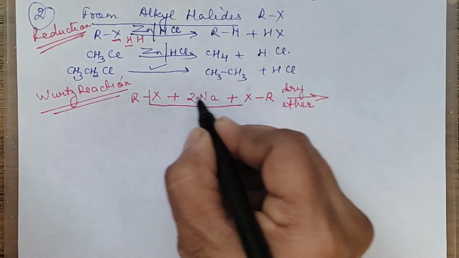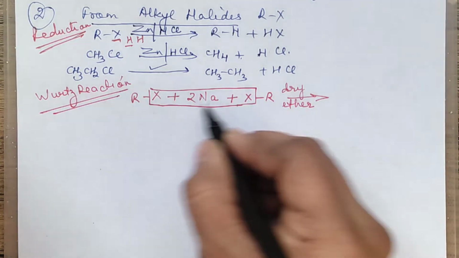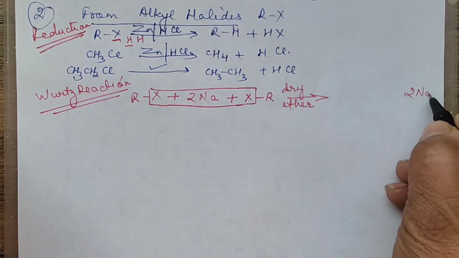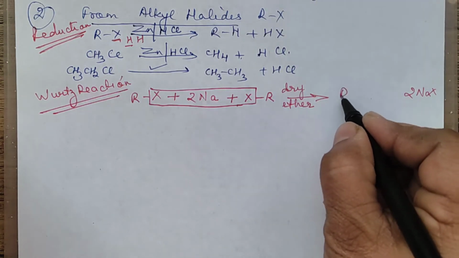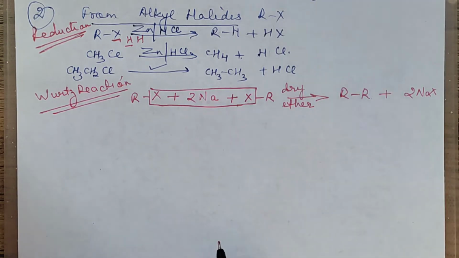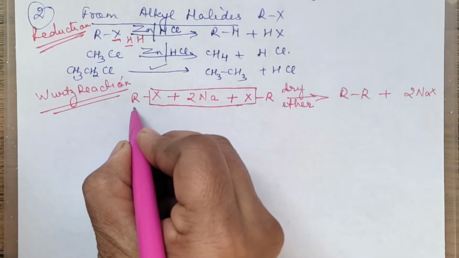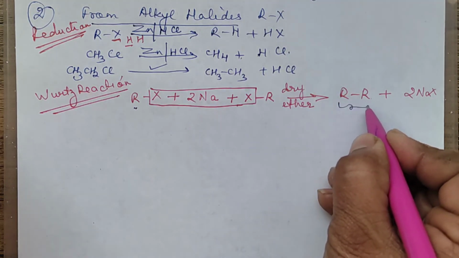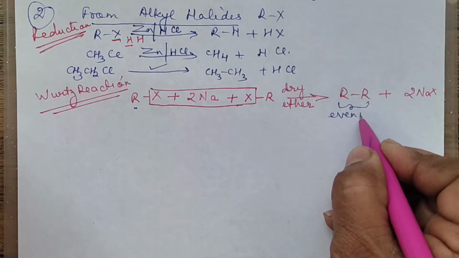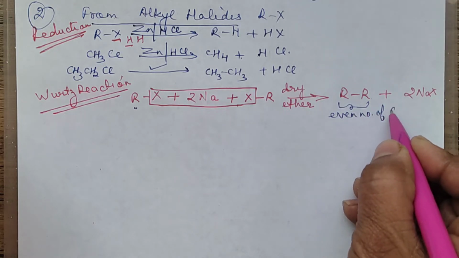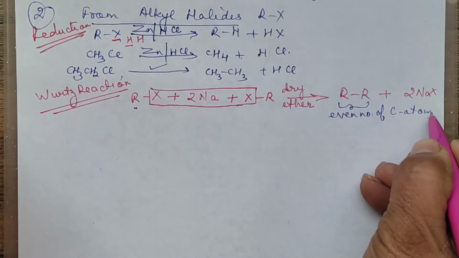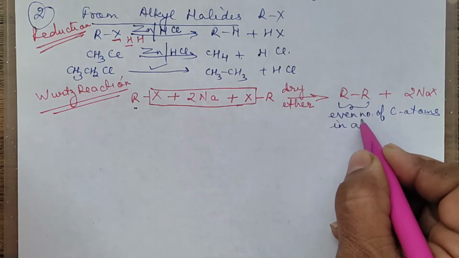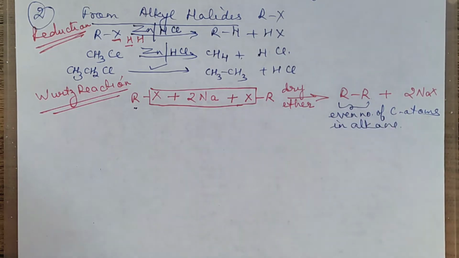So this will come out as NaX, 2 molecules of NaX, and this R and R will combine to form the alkane. In this reaction, whatever the number of carbon atoms you take, in the product you always get an even number of carbon atoms in the alkane. Okay, that is very, very important.